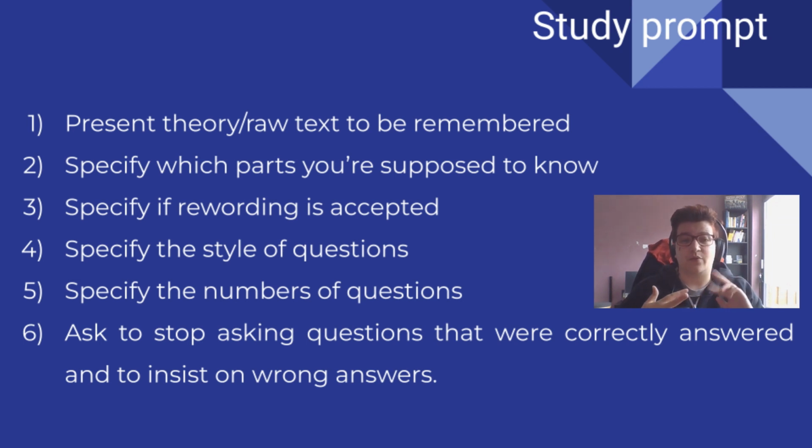You have to specify if rewording is accepted. So if you have the right answer in the concept, but the words are not the same. Step number 4 is to specify the style of questions, and then you specify the number of questions, and then you basically tell ChatGPT to stop asking questions that you correctly answered and to insist on the wrong answers. So that should help you create a quiz with ChatGPT. And it can also be in dialogue form. It can also be ChatGPT casually talking to you and you're supposed to give answers and things like that.